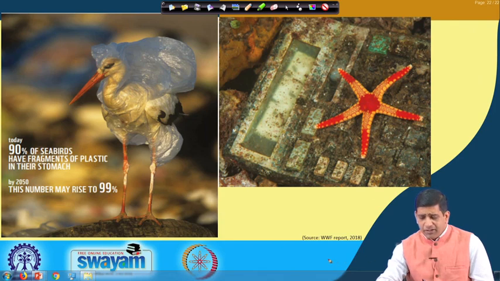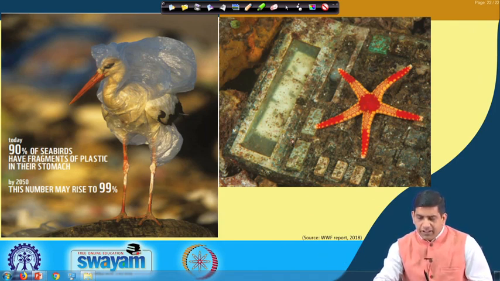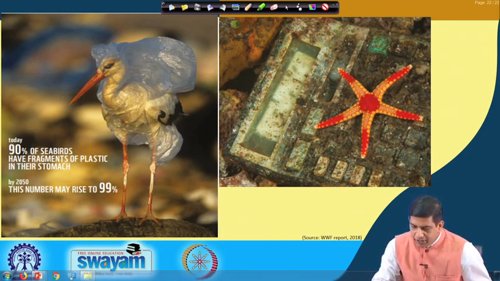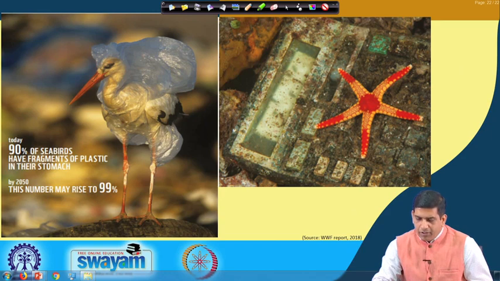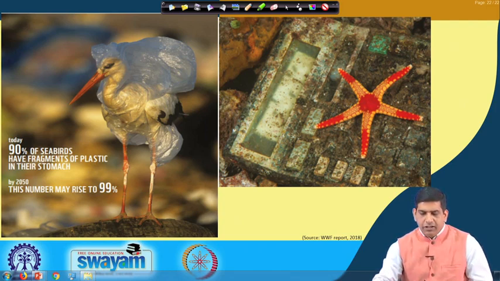So this is again part of the WWF report of 2016, where we see plastics getting into the ocean. As you can see here, the starfish is lying on top of what looks like an old style keyboard, or maybe a calculator, which is showing up at the bottom, where you can see things are making their way into the ocean.